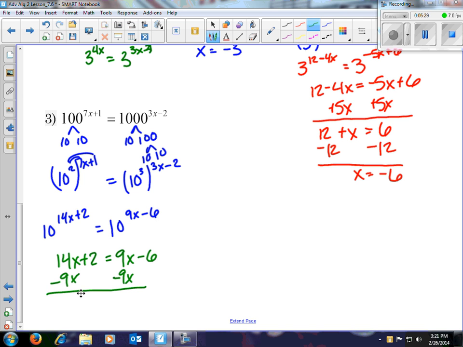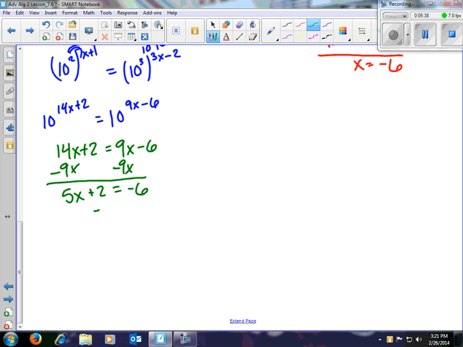So then I get 5x plus 2 is equal to negative 6. Then I subtract 2 from both sides, so I get 5x is equal to negative 8. Then I divide by 5, so I get x is equal to negative 8 over 5. And you can leave it like this instead of changing it to a decimal.